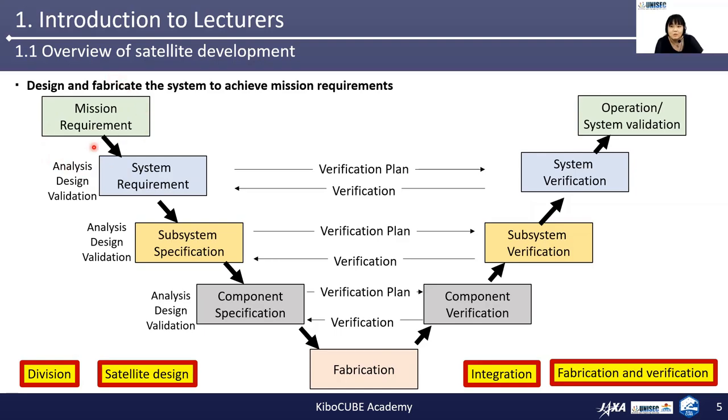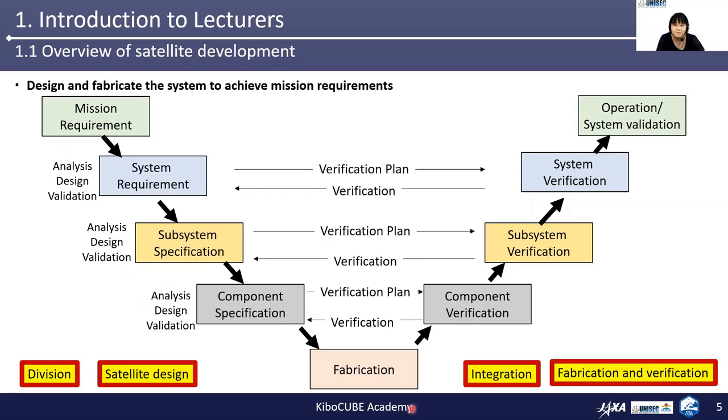Then we move on to perform the analysis of the requirement and define the satellite system which realizes the mission requirement. The demands and the technical specification are divided into small functions and systems gradually. And finally, it reaches subsystem or component specification design. Here, we also design the interface consistencies between the divided functions or components in detail. The design is validated with the comparison to the requirement.